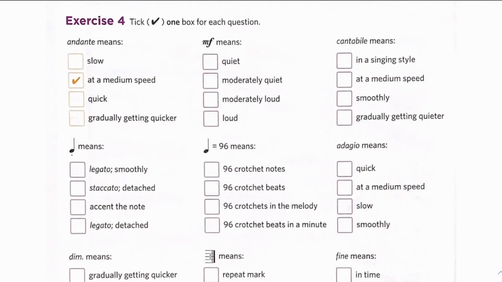Exercise 4. Tick one box for each question. The first one is done for you as an example. Andante means at a medium speed. MF is the abbreviation of mezzo forte, which means moderately loud. Cantabile means in a singing style.